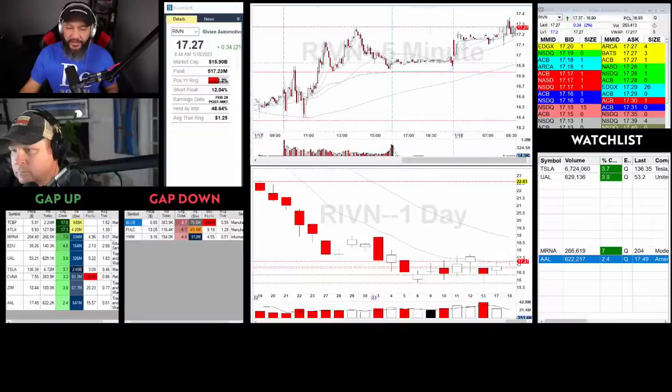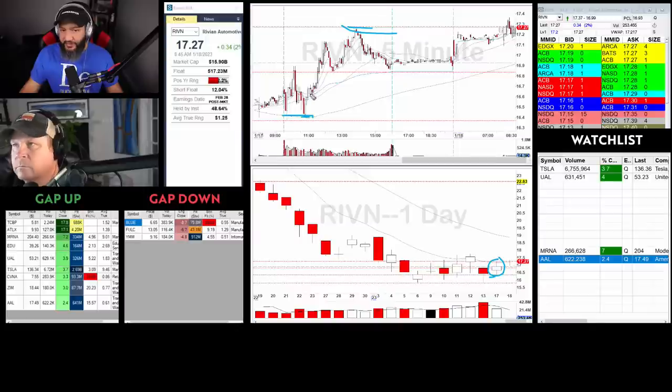Yeah, they got going not late but mid-morning, had a nice run. It was hitting all the scanners and then came back. So the moving averages popped up again. So good run from like 16 to 17. Doesn't really show on the daily because again, they went to the bottom of the range here and then popped up to the top of the range. So midday had a good breakout there.